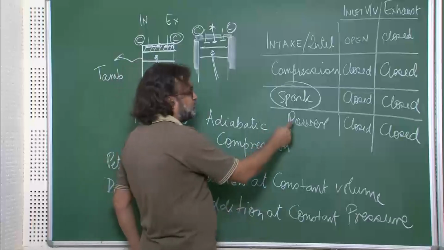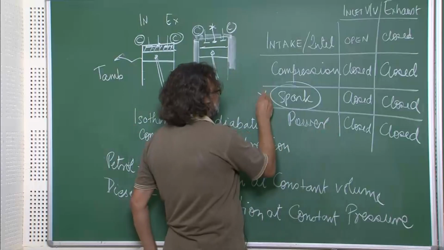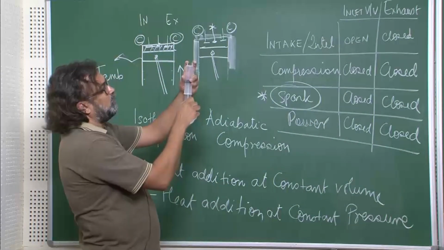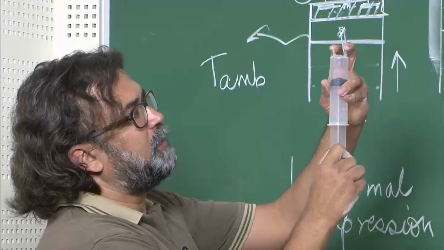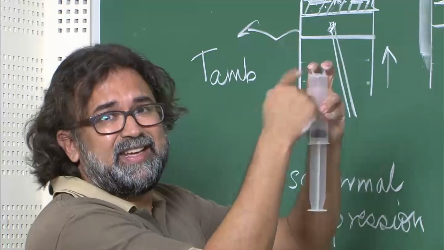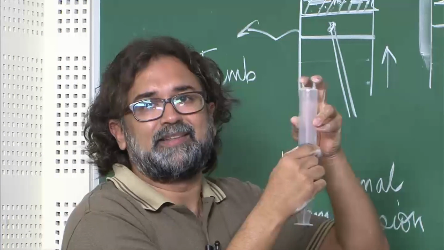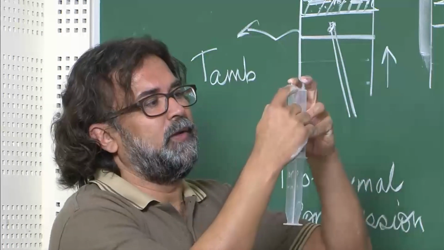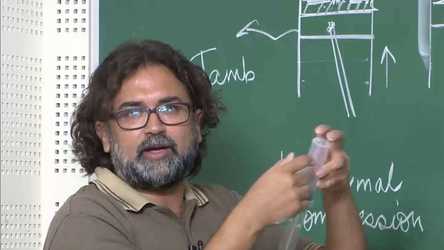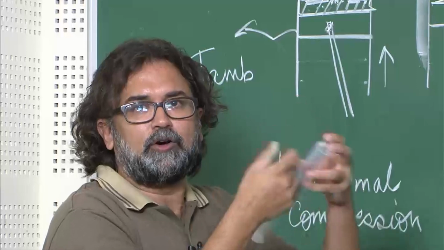And therefore in the power stroke you will have both valves closed, and then what happens is that all the gases have burnt now and the piston is down, and what is remaining inside is burnt gases. There are burnt gases inside now. So the fuel has oxidized, you have formed carbon dioxide, hydrogen, water or steam.